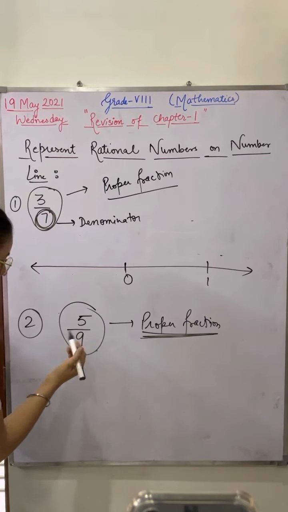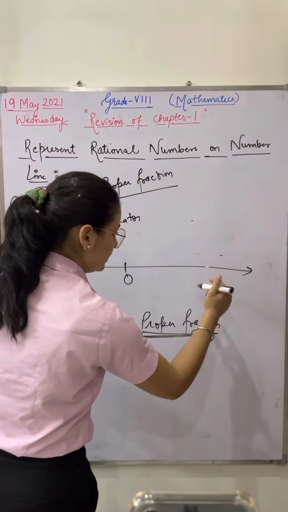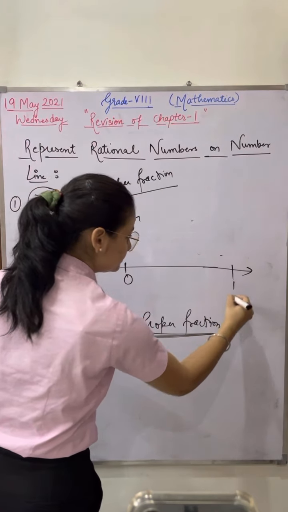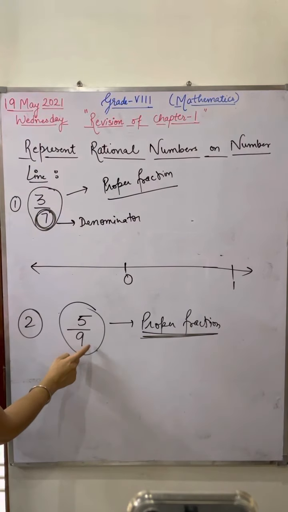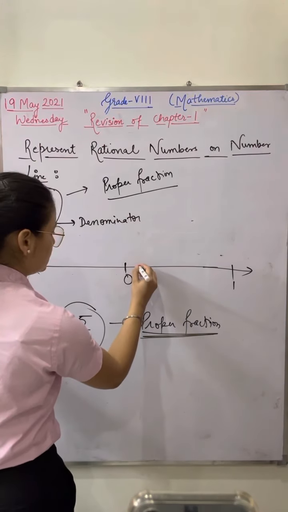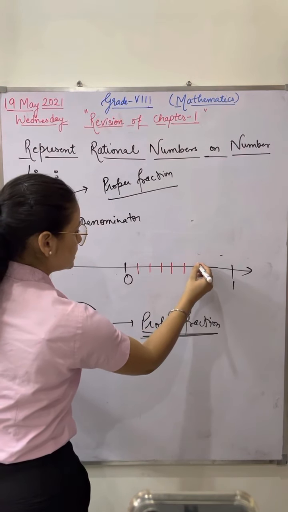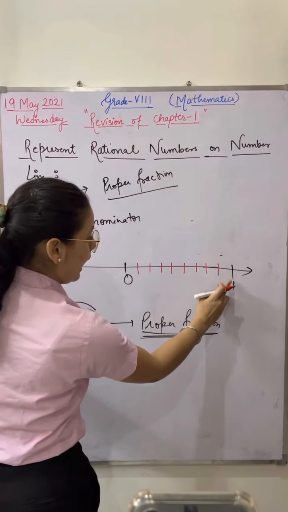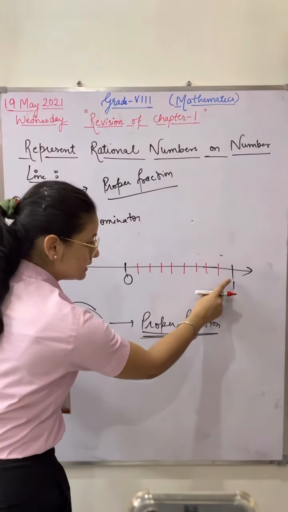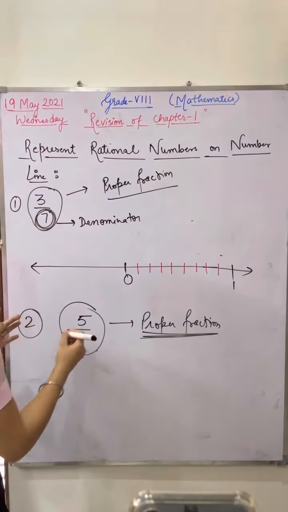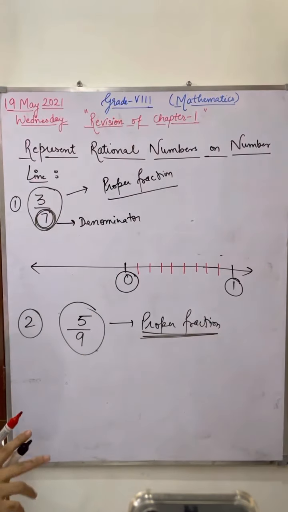Now tell me, how many partitions do I have to make? 9 partitions. Why? Because the denominator is 9. Very good. The denominator is 9, so I'll make 9 partitions: 1, 2, 3, 4, 5, 6, 7, 8, and this one is your 9th. You don't have to make another 9; the 9th is the last one. So it will lie between 0 and 1. Is it clear to everyone?